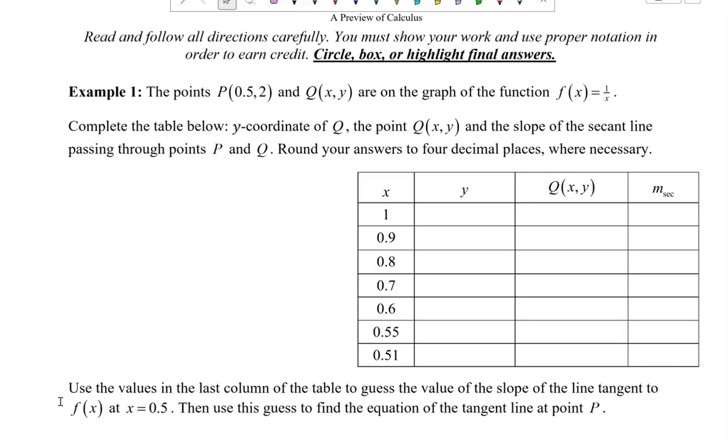The points P (0.5, 2) and Q (x, y) are on the graph of the function f of x equals 1 over x. Complete the table below: the y-coordinate of Q, the point Q of x y, and the slope of the secant line passing through the points P Q. Round your answer to 4 decimal places where necessary. Let's start off by looking at this graphically.